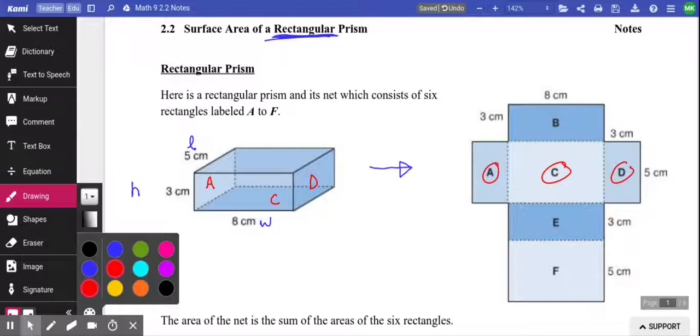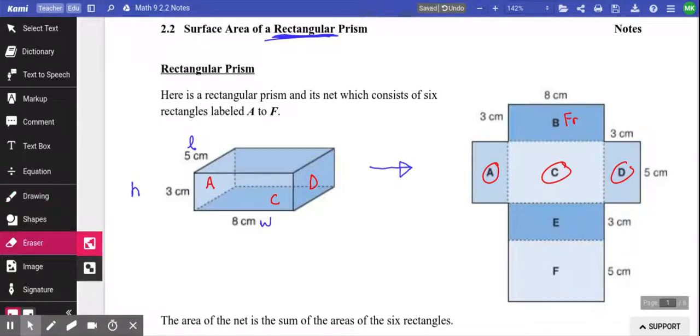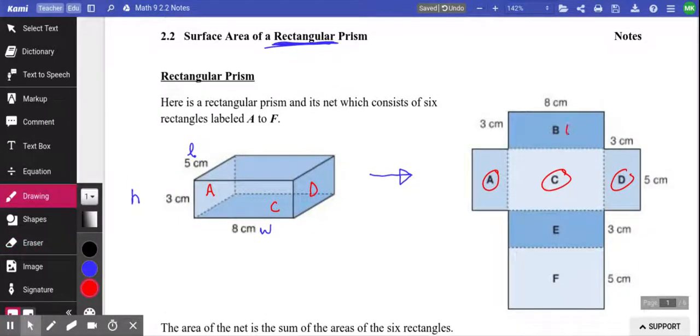B and E are like the front and the back of it. Actually, we'll say B is the back, and E is the front. So if you're picturing this, that's B back here, and the front of it is E. That's why it's hard to label because it's 3D. And F would be the top. So I've tried to label it out just so you can kind of picture it.